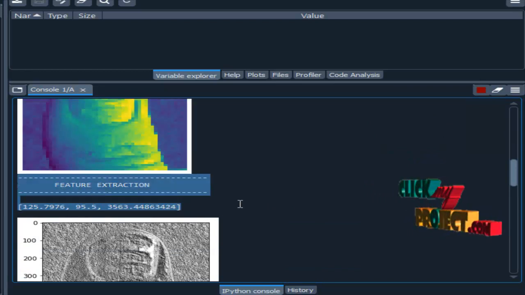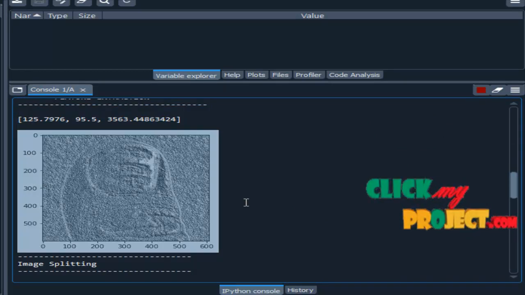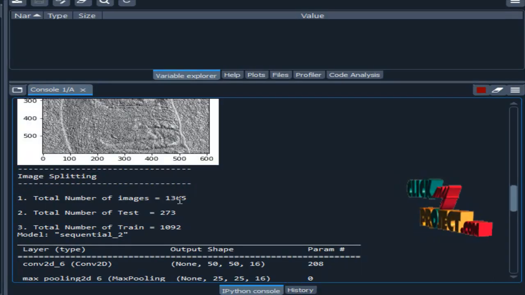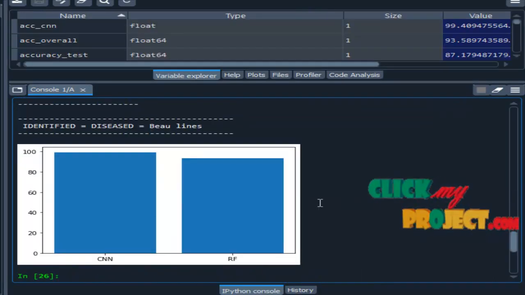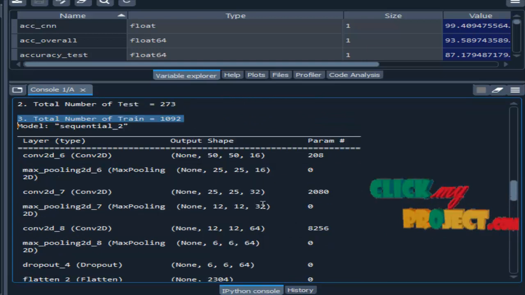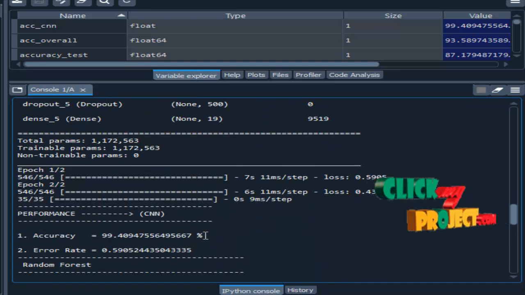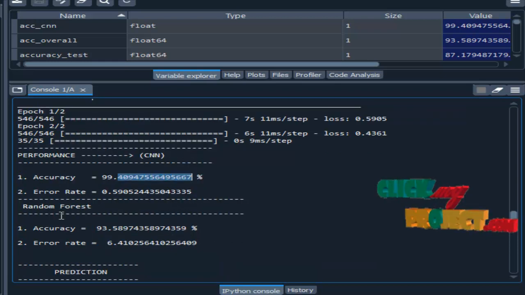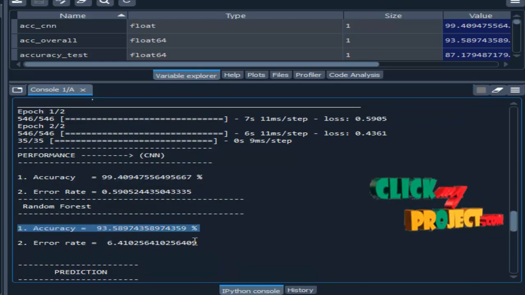These are the feature values, and this is the LBP, local binary pattern. Then image splitting. So this is the total number of images. After splitting into test and train, this is the test image and this is the train image. Then CNN: the CNN algorithm got 99% accuracy. Then random forest got 93% accuracy.